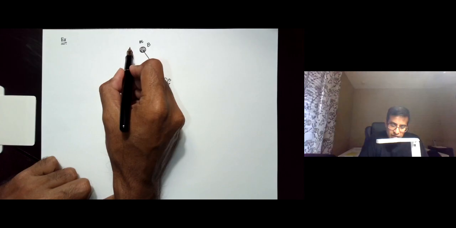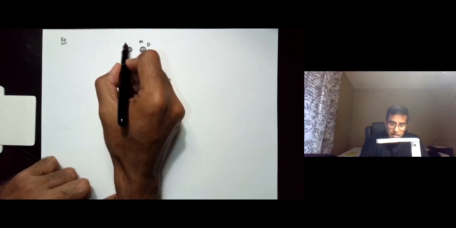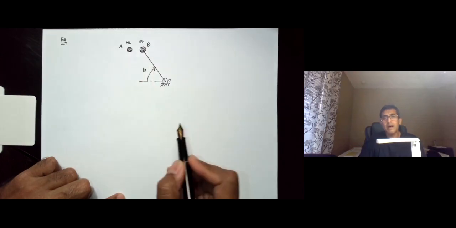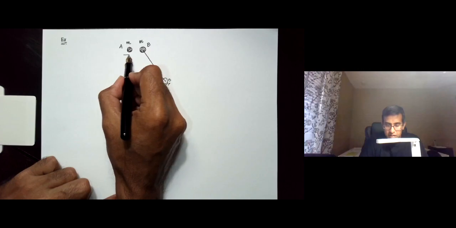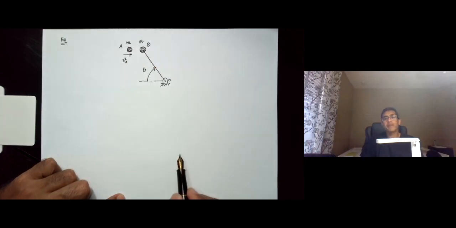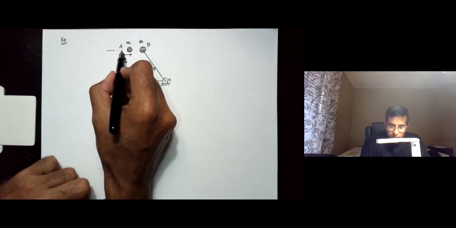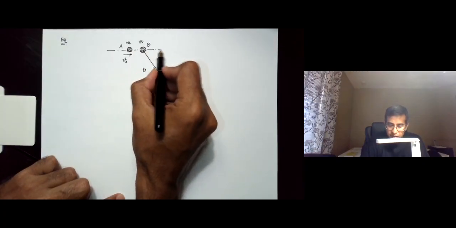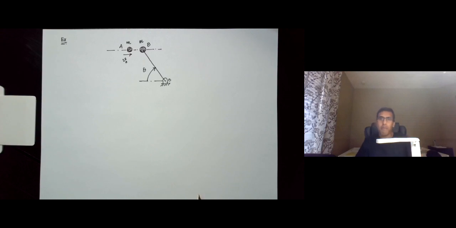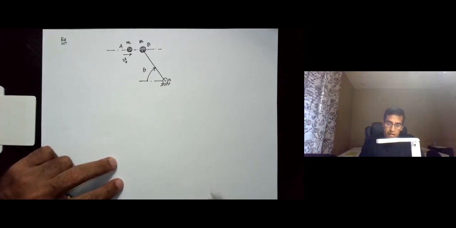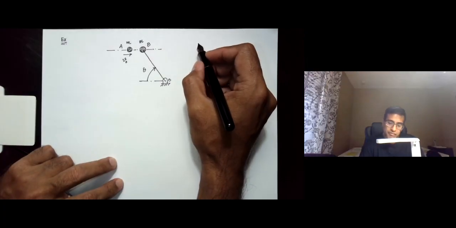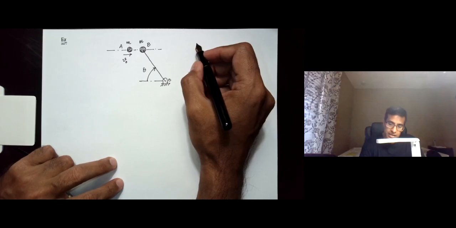There is another mass M denoted by A, and it is moving with a velocity V0, and it undergoes a head-on collision with this particle B. And the question is, what are the velocities of particles A and B right after the collision, if the coefficient of restitution during this collision is E?